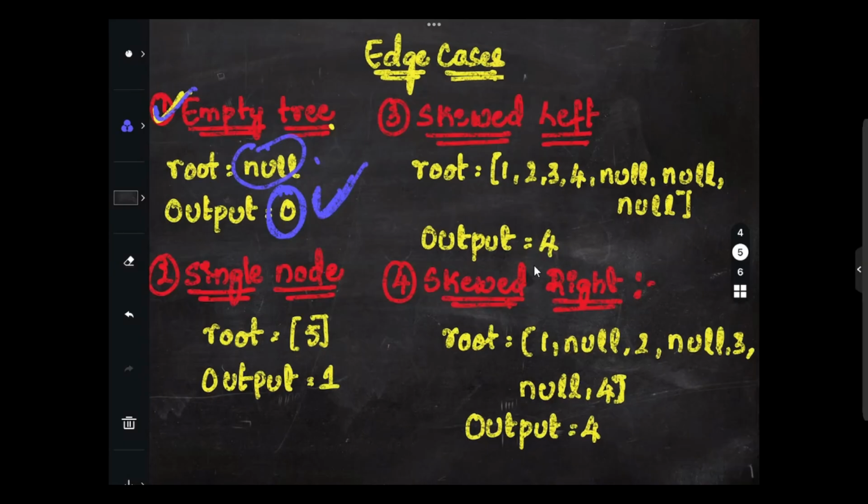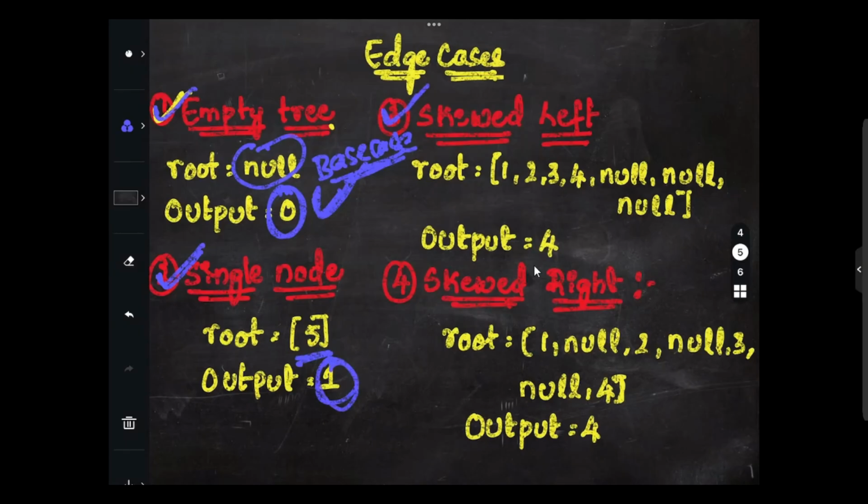So this is the base case, right? Just remember this one. If root is null, we have to return output 0. This is very important. This itself is the base case. Let's move on with the second edge case, single node. We have only one node here, only the root. So in this case, the output will quite obviously be 1.